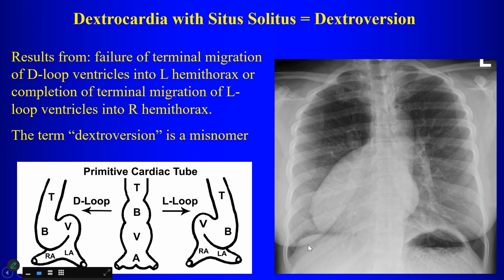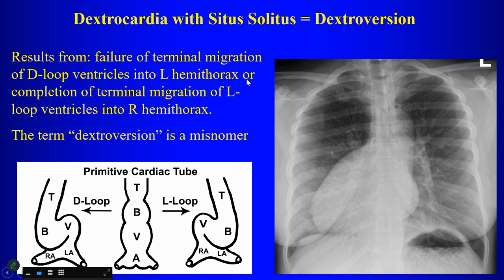So we have situs solitis here, right? The liver's on the right side, but the apex should be on the left side. The apex is on the right. It's not where it should be in a patient with situs solitis. This is called dextroversion. So how can this occur?